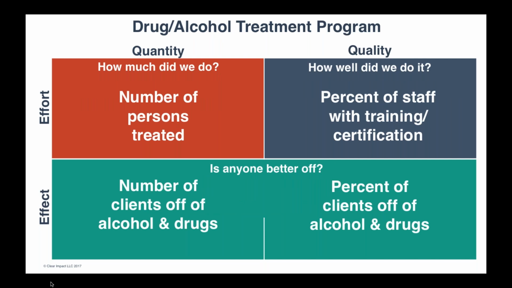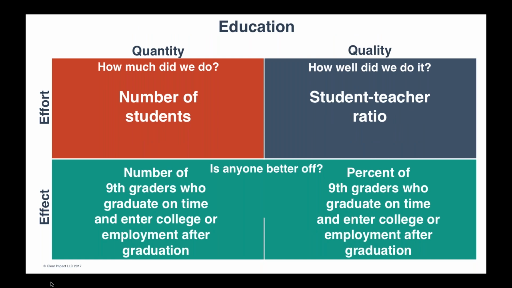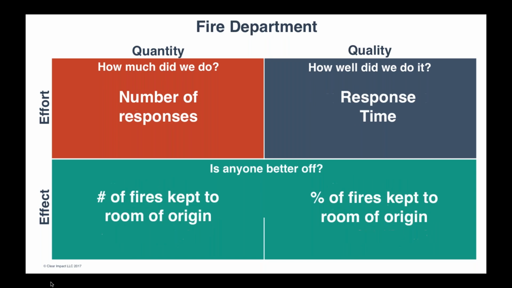A quality, the how well did we do it, would be percent of staff with training or certification necessary to do the work, right, to provide the treatment. Okay, is anyone better off? Number of clients who are sober either at the end of the program or maybe a year after. Okay. Education, number of students, for how well, maybe a student-teacher ratio. Is anyone better off? Graduation rates, or more precisely, the number of ninth graders who graduate on time and enter college or employment after graduation. That would be a very rigorous, precise, better off measure. Okay, number and percent.